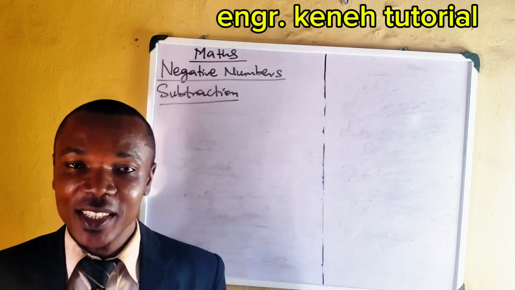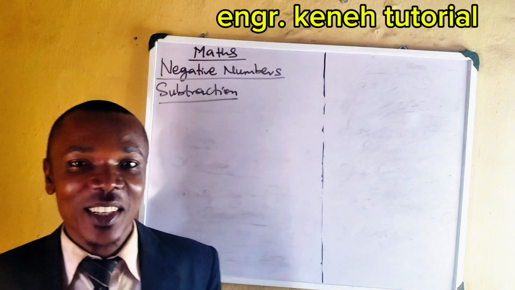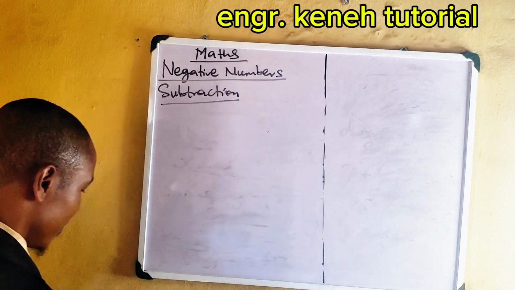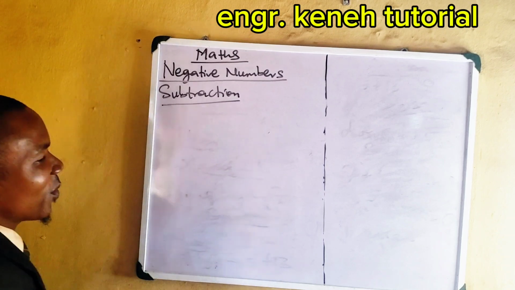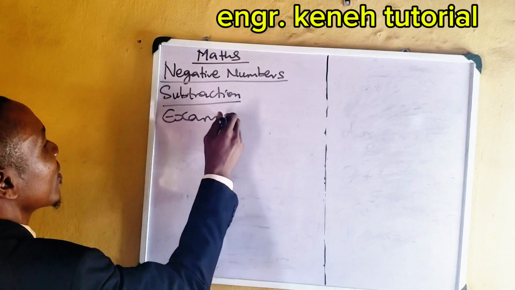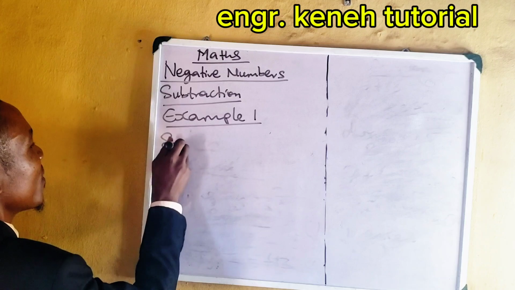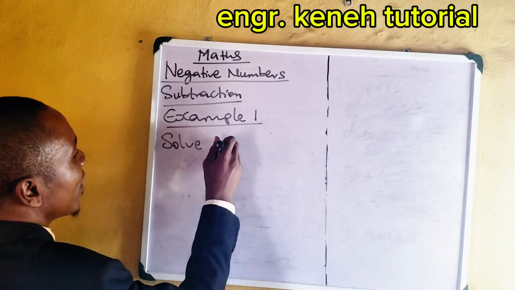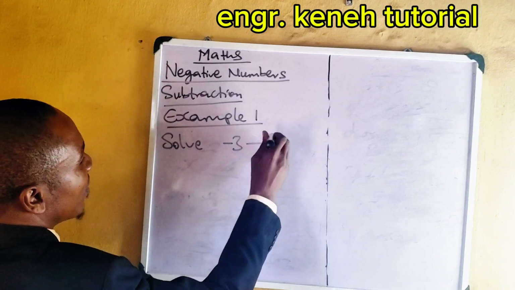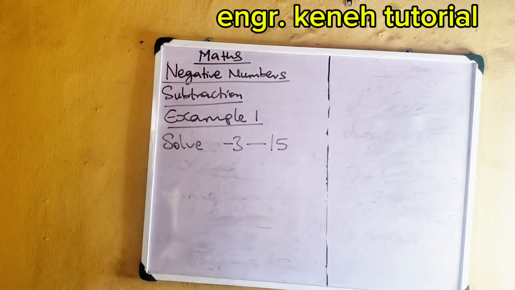Subtraction of negative numbers, just like we just did addition of negative numbers. Follow me. Let me show you how it can be solved. All right. So we have subtraction of negative numbers, taken away. Let me solve with some examples. We have example 1 like this. Example 1. We have this one. Solve. You have minus 3. Then you are subtracting, maybe you are subtracting 15 from it. Can you see that? Minus 3 minus this.